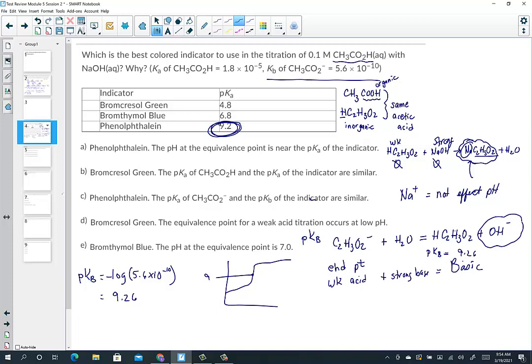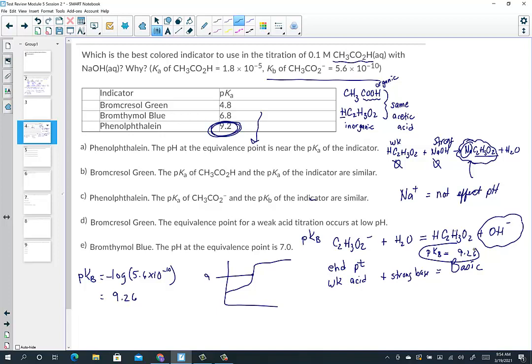So if, let's just say, I had more choices in a base range, I would still want to select the one that's closest to 9.2, since that's going to be the pKb of that reaction. So you can do this logically, knowing that a strong base with weak acid hydrolyzes to produce a basic solution at the endpoint, and the phenolphthalein is the only base range indicator I have.